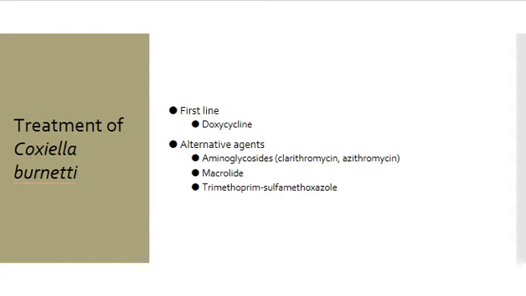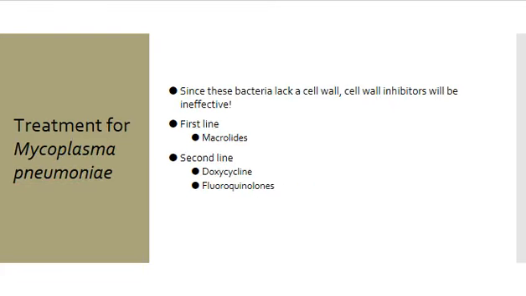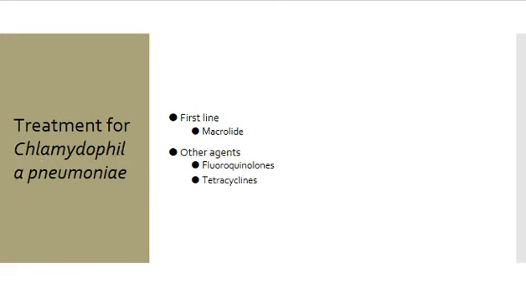For Coxiella burnetii, the first line therapy is doxycycline. There are alternative agents that, of course, you can use if the patient doesn't respond or is allergic to doxycycline. For Mycoplasma pneumoniae, typically you're looking at either macrolides or doxycycline or fluoroquinolones. We can't use cell wall inhibitors because, remember, mycoplasma doesn't have a cell wall. So please don't use those drugs in this context.